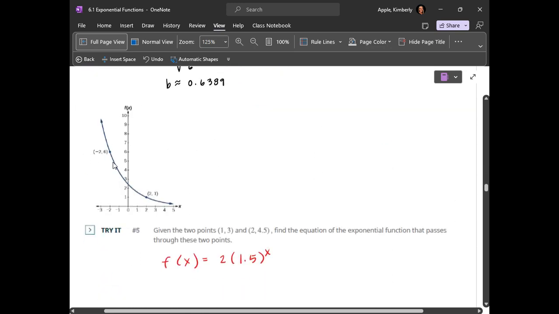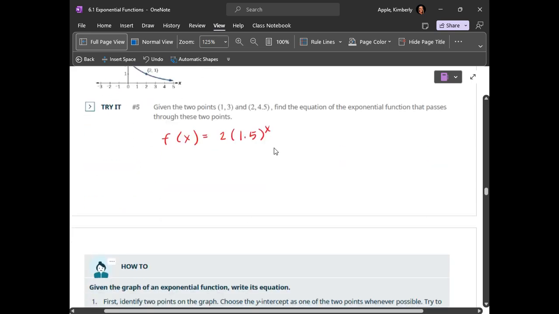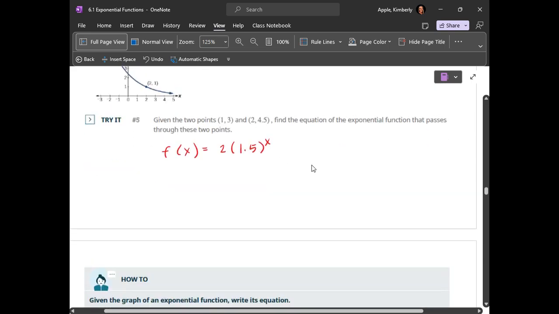Here is the graph of the function that we just wrote. Notice it contains both points. And now if you'd like to give this one a try, see if you can obtain this function given these 2 points, and you'll find that exact same process is going to work just the same.